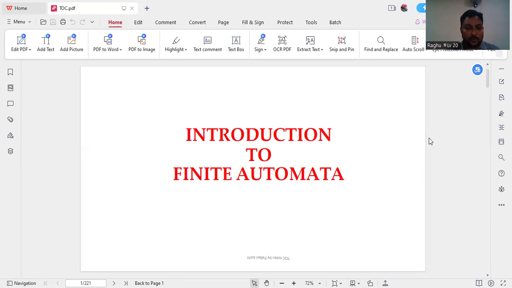Yes, good evening. Today I'm going to give the overview of formal languages and automata theory. First of all, automata is nothing but a mathematical representation of a language. Basically, we have four types of automata. The first one is finite automata, the second one is the pushdown automata, the third one is the linear bounded automata, and the fourth one is the Turing machine.